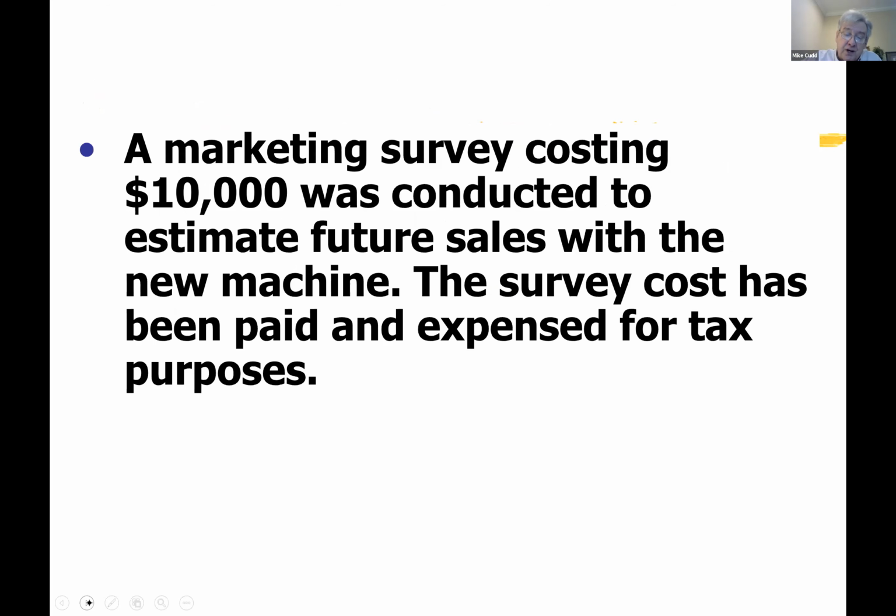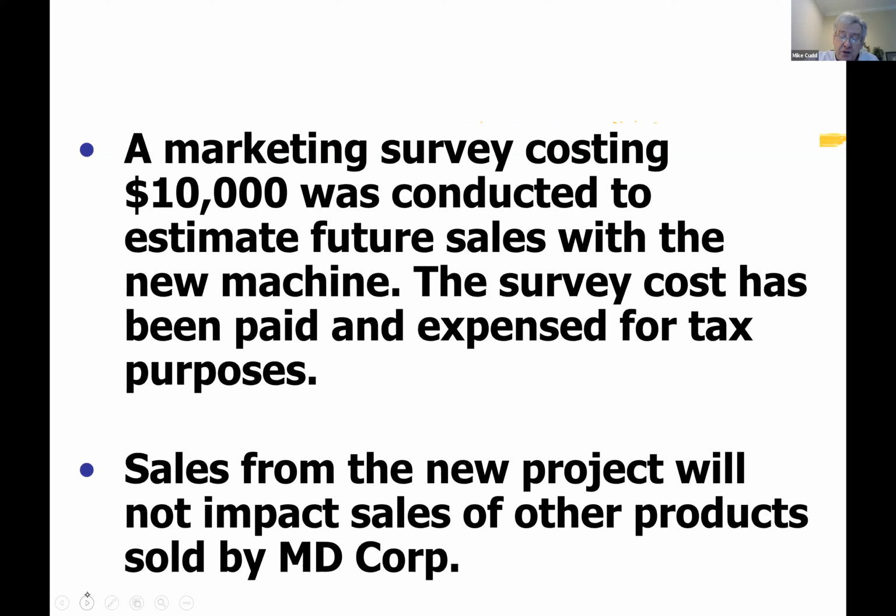A marketing survey that cost $10,000 was conducted to come up with these sales estimates. That $10,000 has already been paid and expensed for tax purposes. And we've determined that this new project, the products and services that it generates, will not impact the sales of other products and services sold by MT Corporation. There'll be no cannibalization effect. If we sell more of this product, it won't cause the sales of other products to drop.